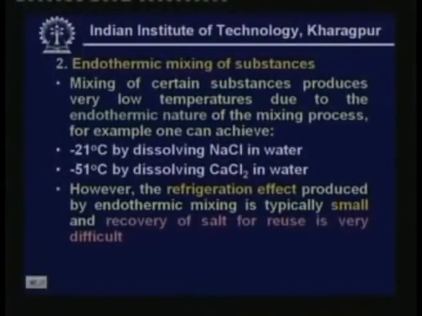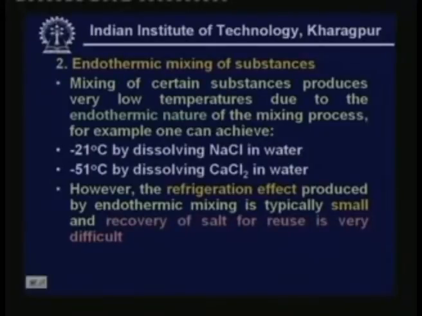But this method is not very practical as far as a practical refrigeration system is concerned, because it suffers from certain disadvantages. What are those disadvantages? The first disadvantage is that the refrigeration effect produced by endothermic mixing is typically small. So you cannot have very high capacity using this method. And the second problem is that recovery of salt for reuse is very difficult.